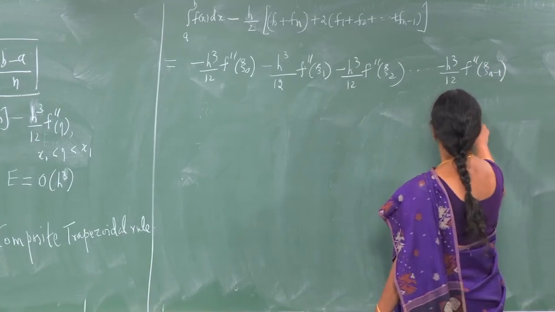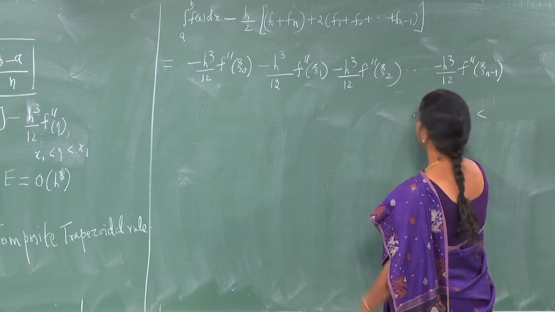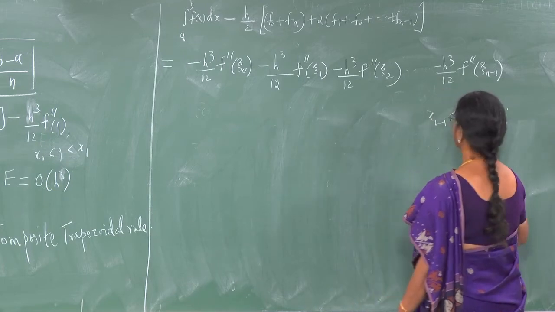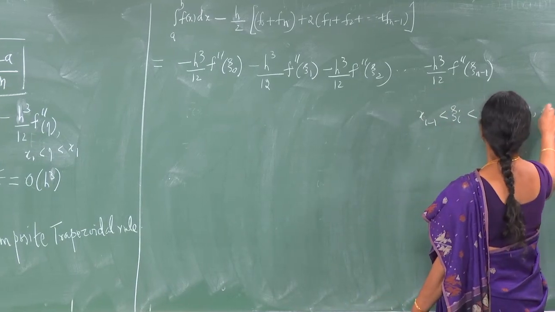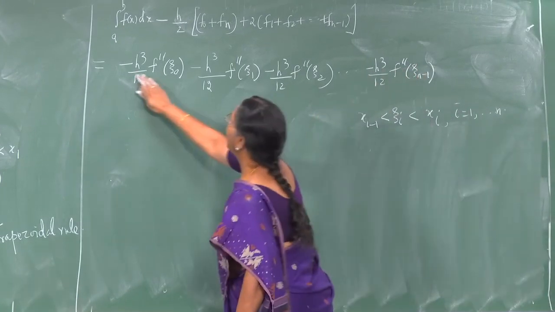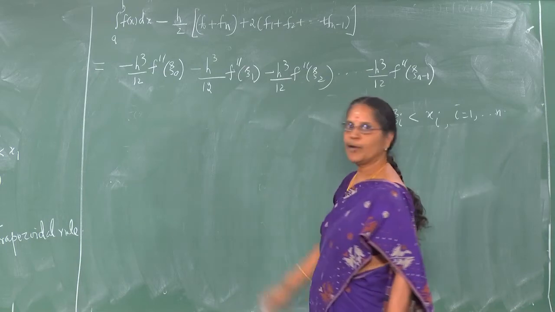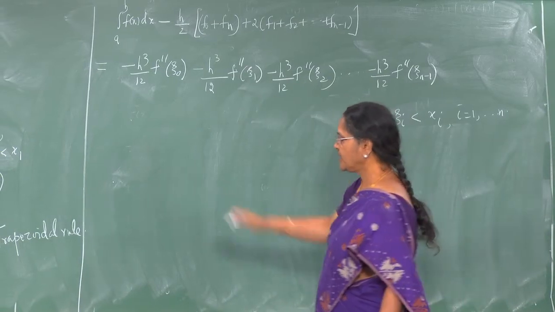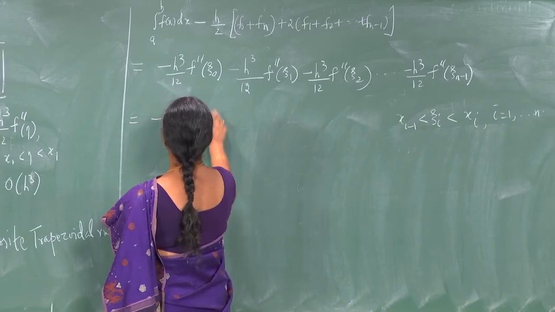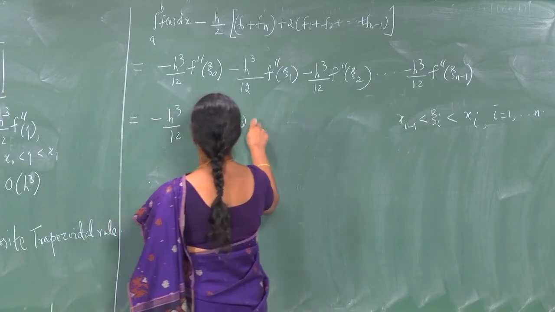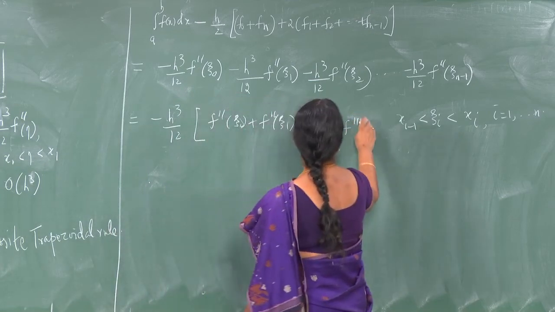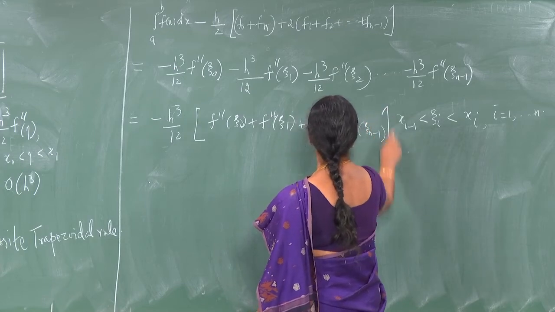So, where this psi I lies between x I minus 1 and x I for I is equal to 1, 2, 3 up to n. So, this is the total error that is incurred in composite trapezoidal rule. So, that is minus h cube by 12 into f double dashed at psi naught plus f double dashed at psi 1 plus etc. plus f double dashed at psi n minus 1.